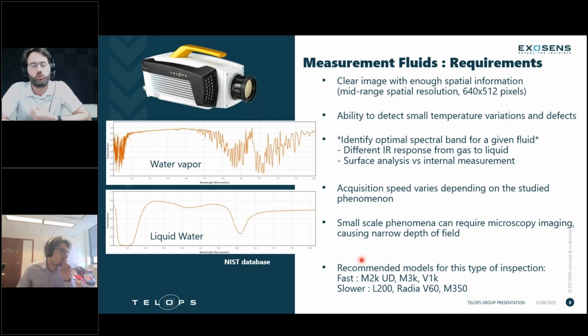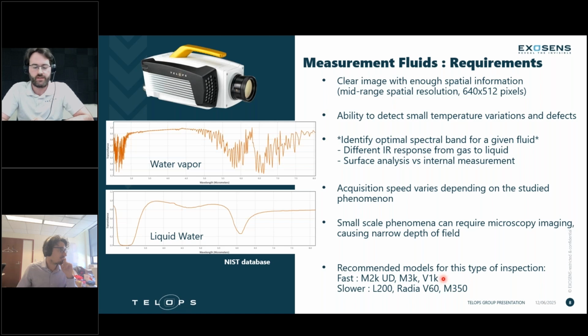So there's no unique recommended model, I would say, for this type of measurement. If you're doing a measurement on fast phenomena, the M2K-UD that I mentioned earlier, having a good bit of balance between spatial and temporal resolution, is quite a great model. If you're pushing the speed, M3K is the thing for you. Or if you're looking more at heat transfer at lower temperature, then the V1K in the long wave is interesting.